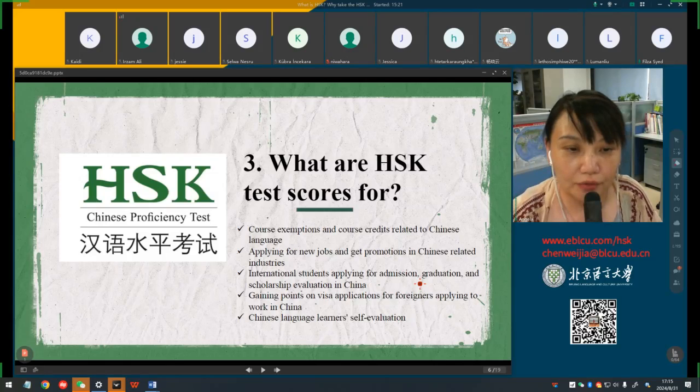And of course, if you want to apply for a scholarship from the Chinese government or from a Chinese university, usually it requires an HSK level. Also, for gaining points on visa applications for foreigners applying to work in China, HSK is also very useful. So that is what the test scores are for.